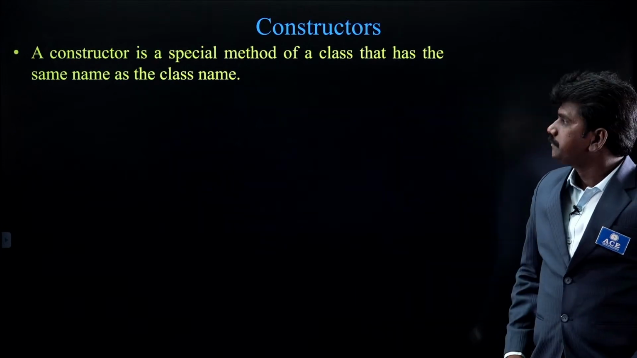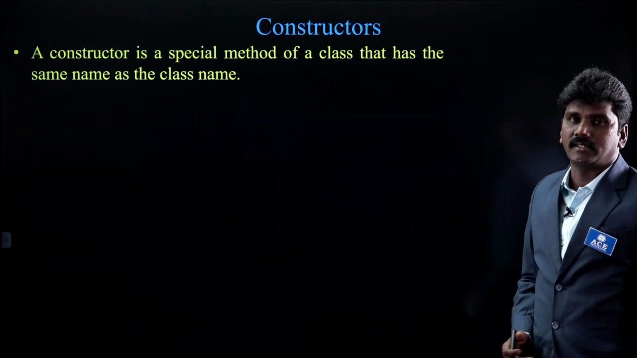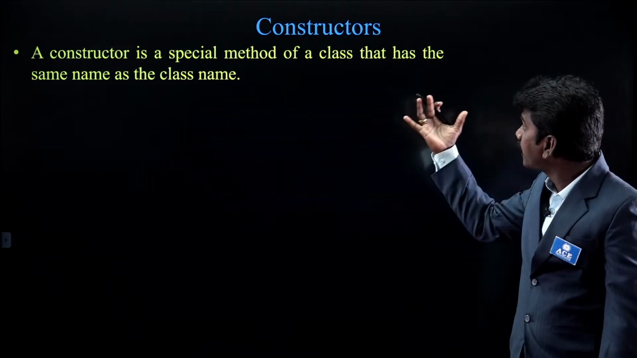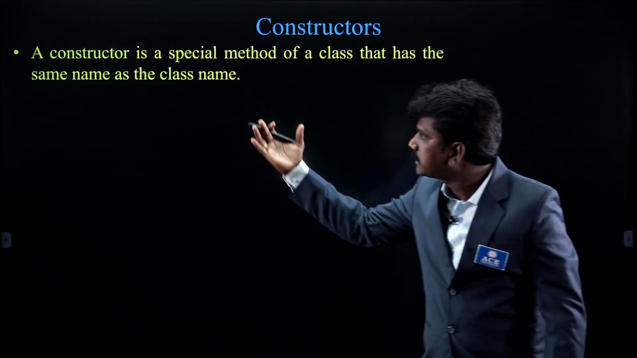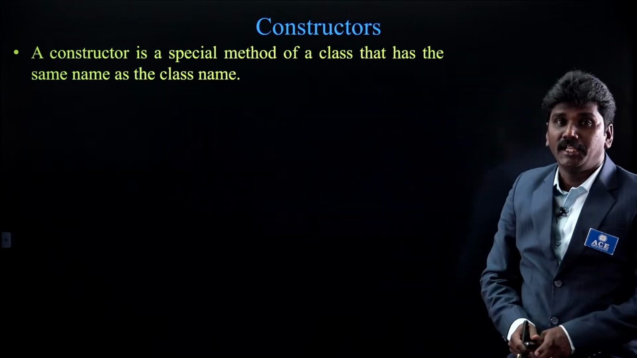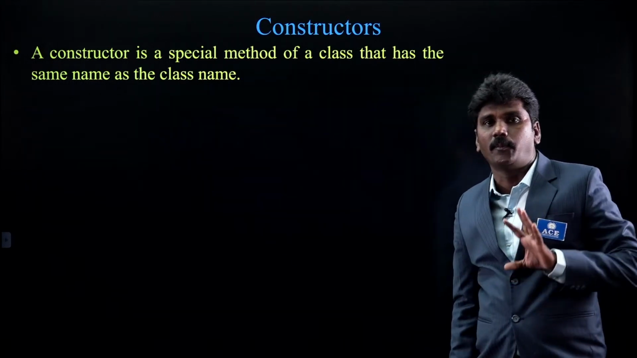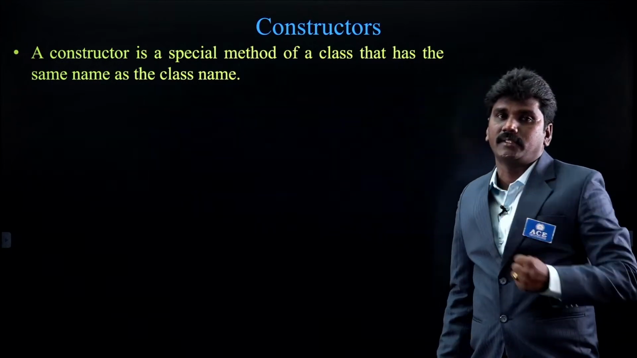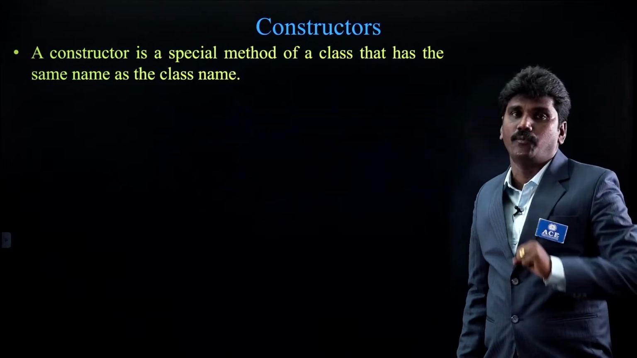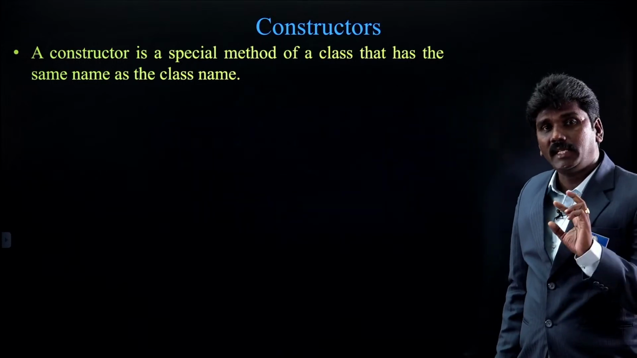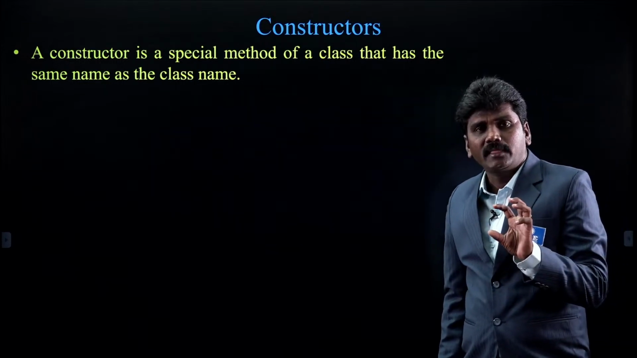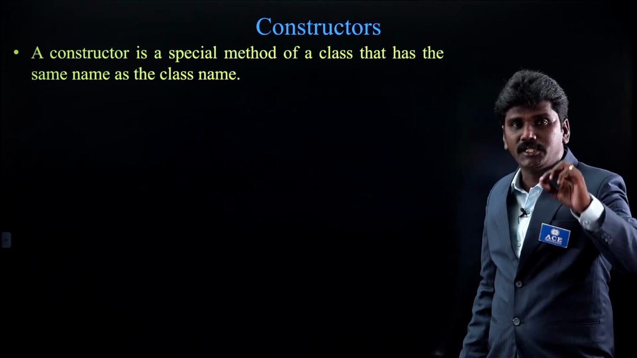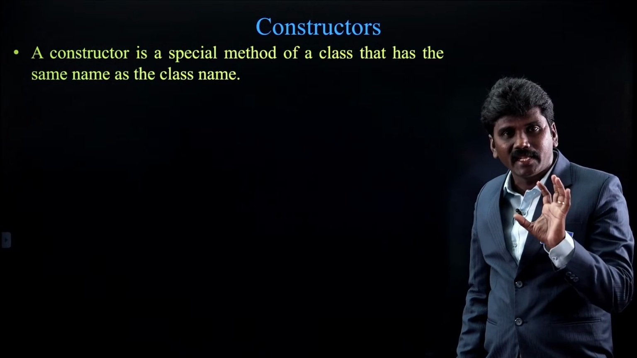The first one, what is a constructor? A constructor is a special method of a class that has the same name as the class name. Here the most important and valuable point is that a constructor is like a method, but it is a special kind of method. And what is the condition here? Method name we can take on our own. Method name is user choice. You can take any name.